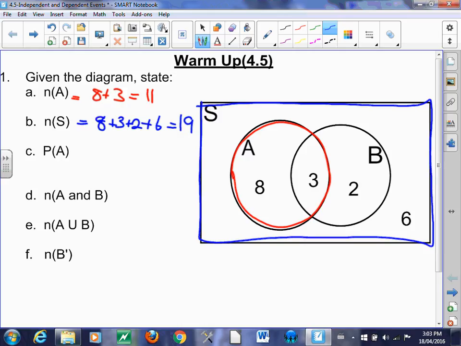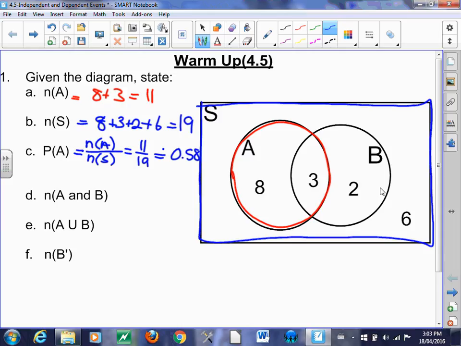Now we're going to do something new, which is the probability of A. So the probability of A equals the number in A over, or divided by, the number in your sample. So the number in A from question A is 11, and the number in our sample from question B is 19. Plug in your calculator, folks, and it's approximately 0.58. So probability of being in event A is 58%.